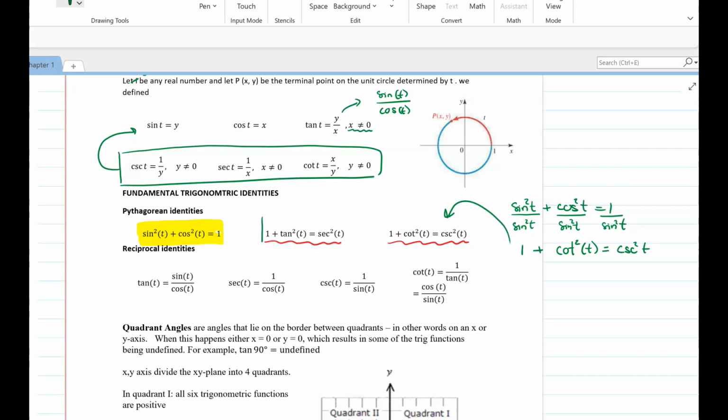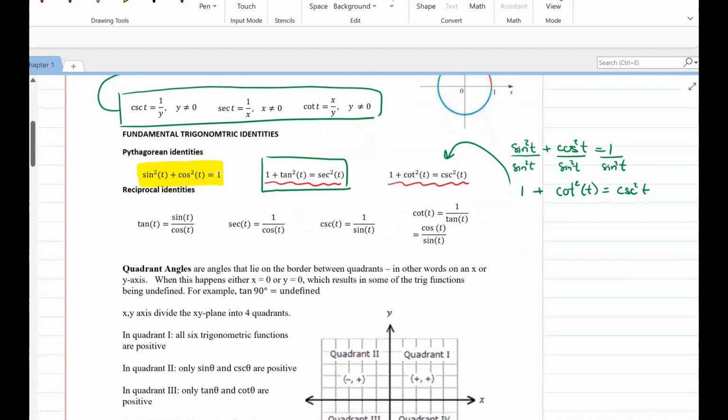Now if we want this equation right here, we can go ahead and take sine squared of t plus cosine squared of t equal 1, and divide it by cosine squared of theta. You will get 1 plus tangent squared theta equal to secant squared theta.